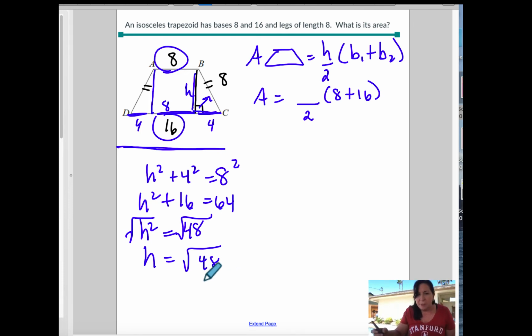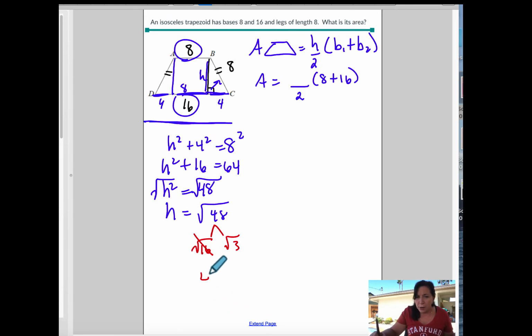So the biggest perfect square that you know that can go into the square root of 48 is going to actually be 16 times 3. And the square root of 16 is 4. So that's 4 root 3. So my height is 4 root 3. So this value is 4 root 3. So this value in my formula right there is 4 root 3.